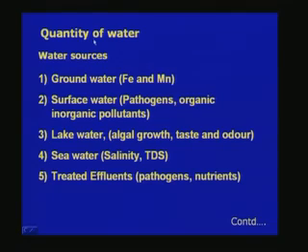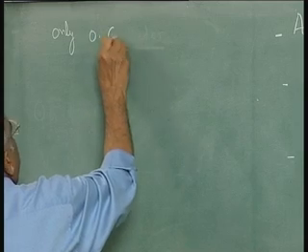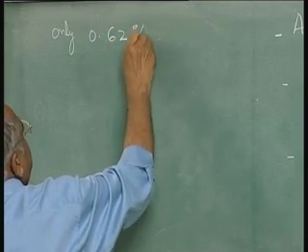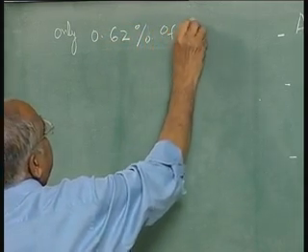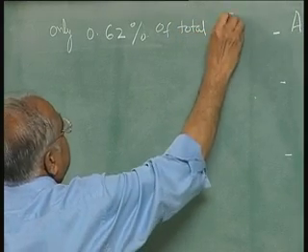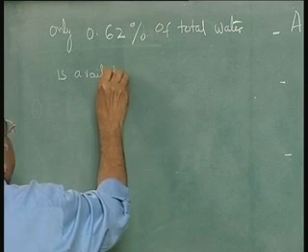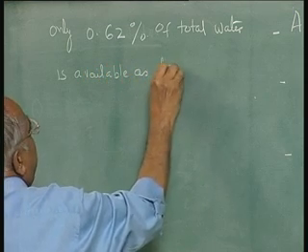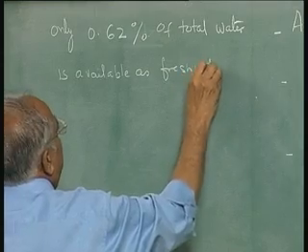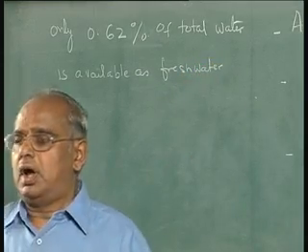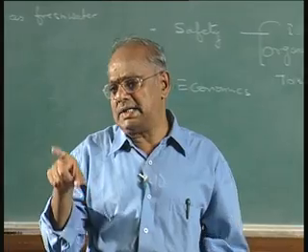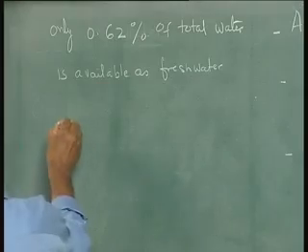So, we have very little water that is available. Only 0.62% of the total water is available as fresh water for supplies, and these waters are present as groundwater. So, let us take the groundwater first.